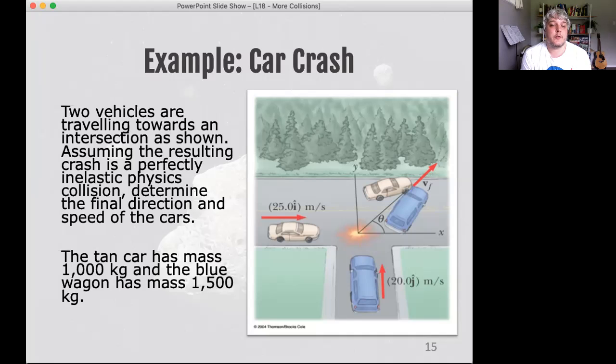So as shown, those 2 vehicles are traveling towards an intersection. They are traveling at right angles to each other perpendicularly, and they crash. We're going to assume the result is perfectly inelastic, and we want to determine the final direction and speed of the cars. The tan car has a mass of 1,000 kilograms, and the blue station wagon has a mass of 1,500 kilograms. So those are our initial values. We've got the velocities in the image, 25.0 i meters per second and 20.0 j meters per second.